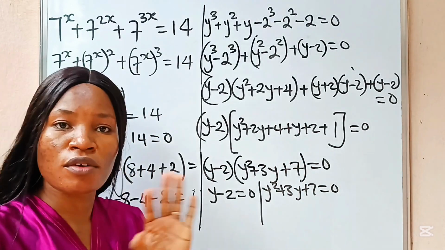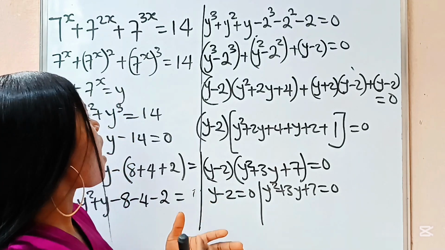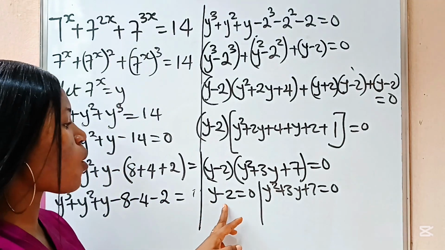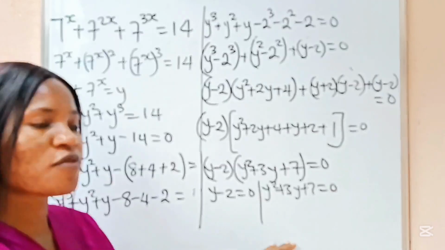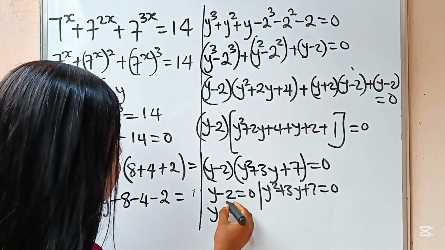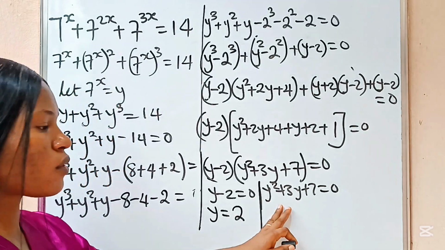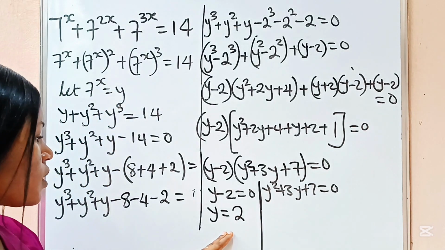Now recall that we are not looking for the value of y, okay? We're actually looking for the value of x. So I'd like you to watch to the end and see how we got the value of x from here. Now when we solve further, from here you can see that y is equal to 2, all right? Then from here we are going to solve this later. Let's focus on this first.